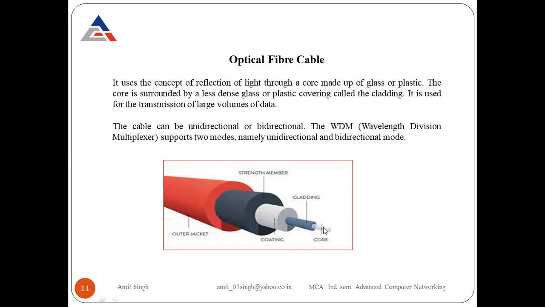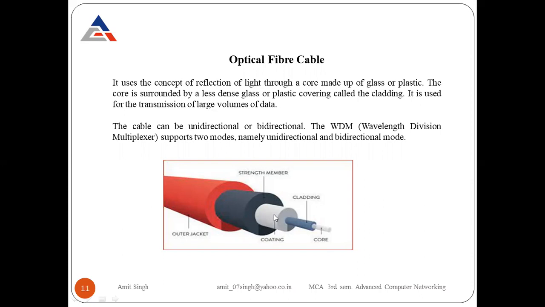The first part is the core. It is made of glass or plastic, from where the light passes in the form of signals. This is covered by the cladding, and the cladding is covered by the coating. We use the cladding and coating because, whenever data travels in the form of light, the light can propagate out of that glass or plastic core. To prevent that, we require an extra coating. That's why the coating is there, which keeps the signals remaining in the core.